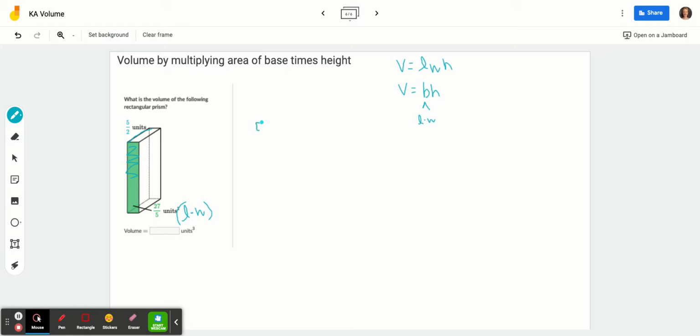So let's multiply 5/2 times 27/5. Volume equals base times height. It gave us the base.